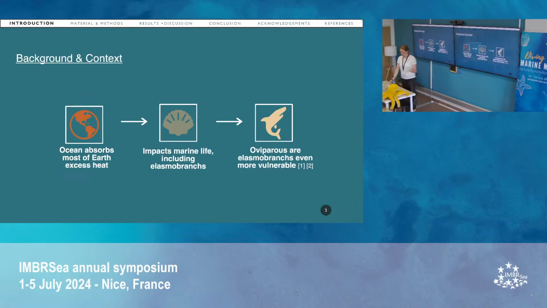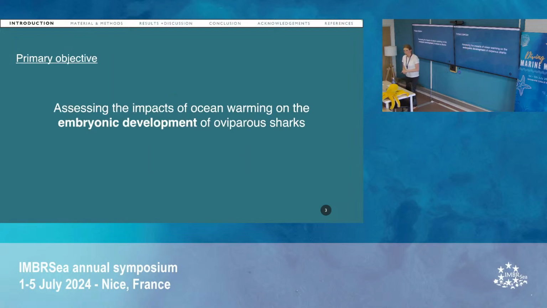So in that context, the primary and main objective of my study was to assess the impact of ocean warming on the embryonic development of oviparous sharks. And we've done that by assessing and studying many different parameters.